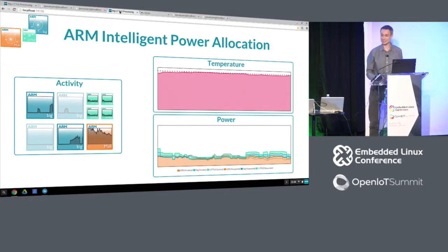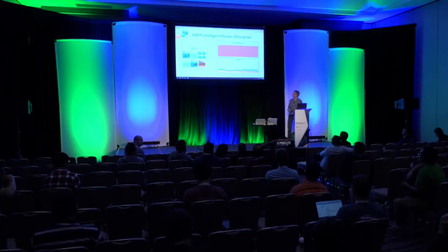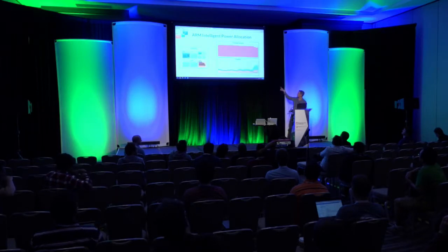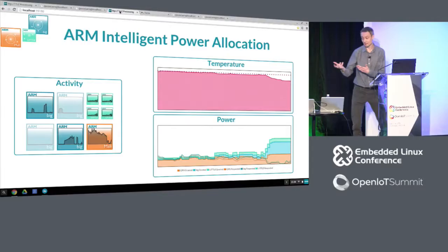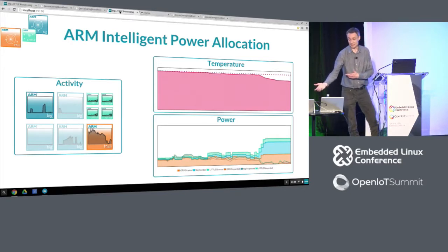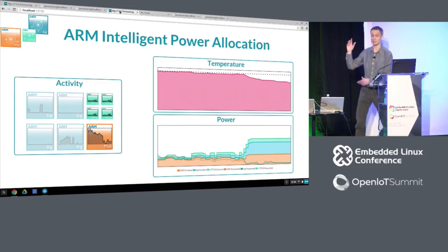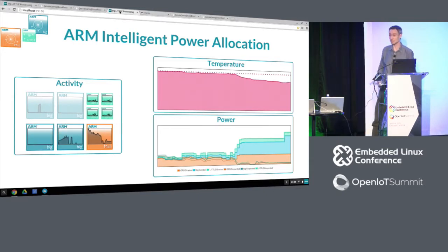So please, if you have any further questions, come up and ask me, or go away and implement intelligent power allocation in your devices. What tool is this? Okay, this is actually just JavaScript in a web browser. It's basically just reading the status files out of the XU3 and displaying it on the Chromebook. So it's just a little bit of JavaScript.